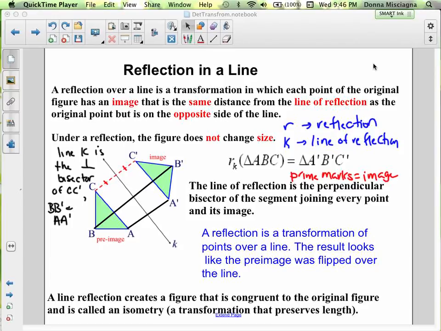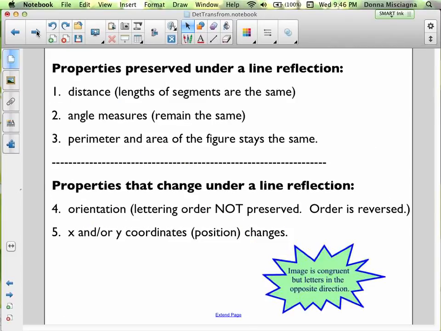In addition to knowing the definition of reflection and the correct terminology, you need to know some things that stay the same and things that change under a reflection. Properties that are preserved under a line reflection: the distance, all the lengths of the segments are the same, they don't change. Angle measures remain the same. Perimeter and area of the figure stay the same. So anything that has to do with length or size will not change.